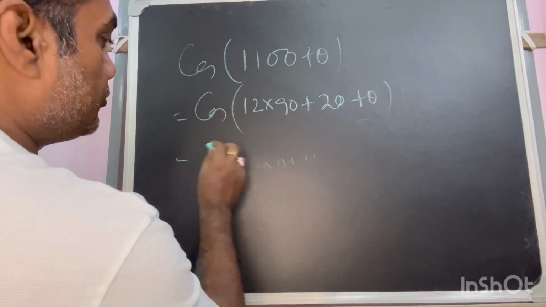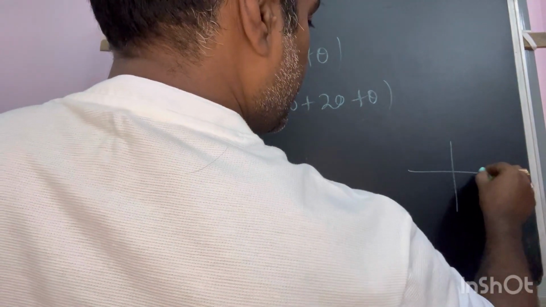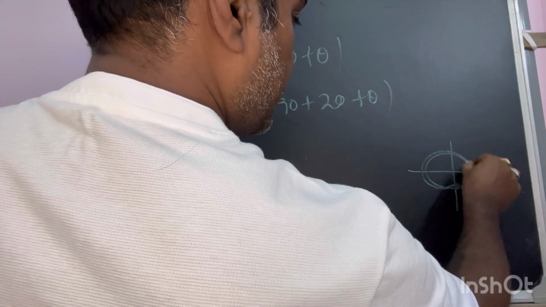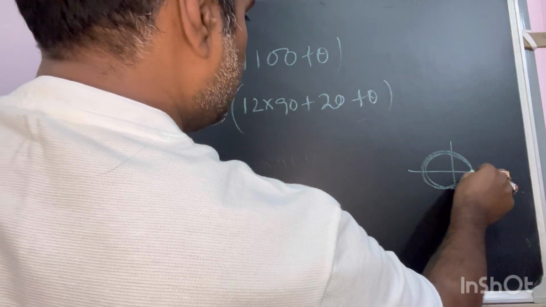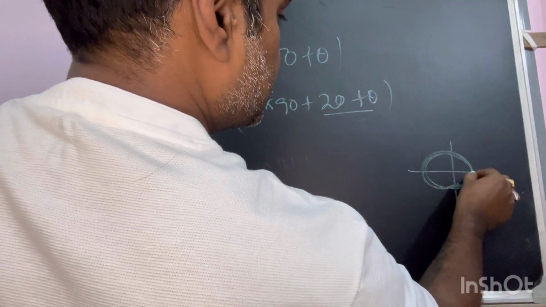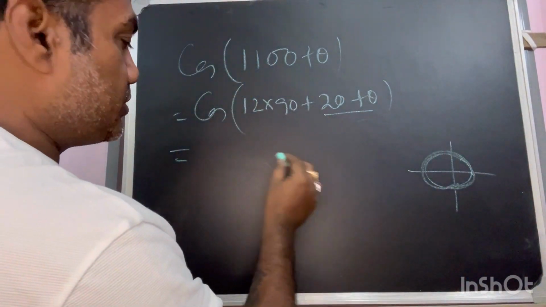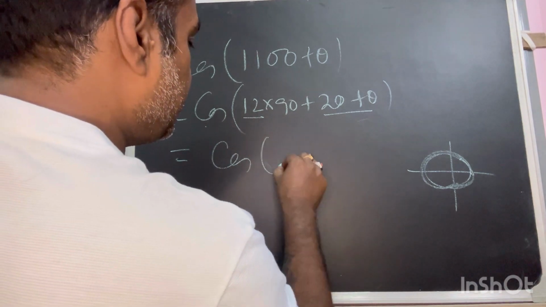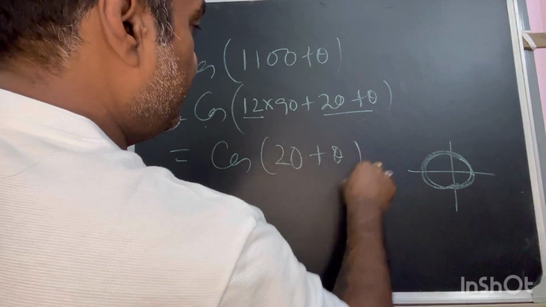So first we have to decide about this one. 12 into 90, so this is even. Then something which is coming in between, so this is the first coordinate. So all are positive. So cos, here it is even, so cos will be the same. The angle that I will write here is this one.